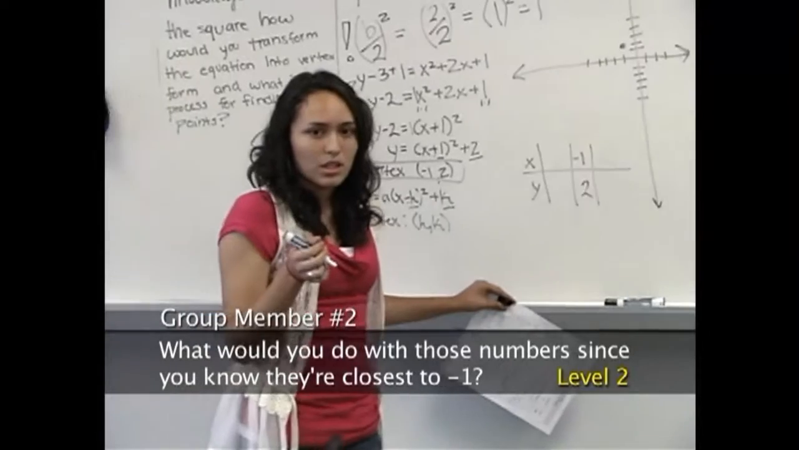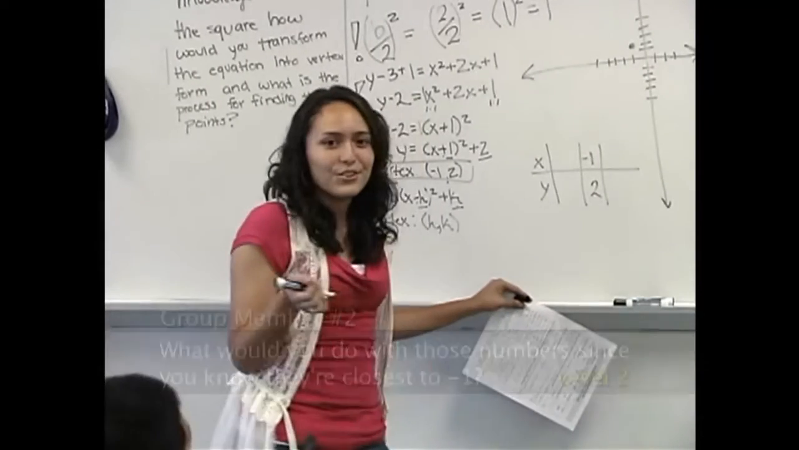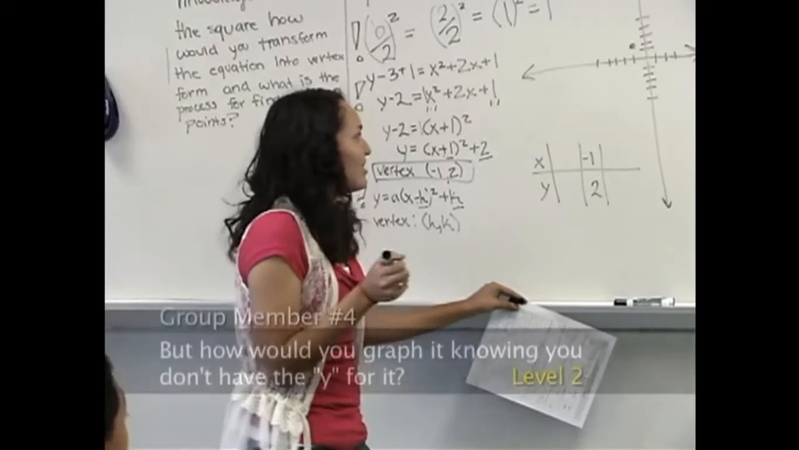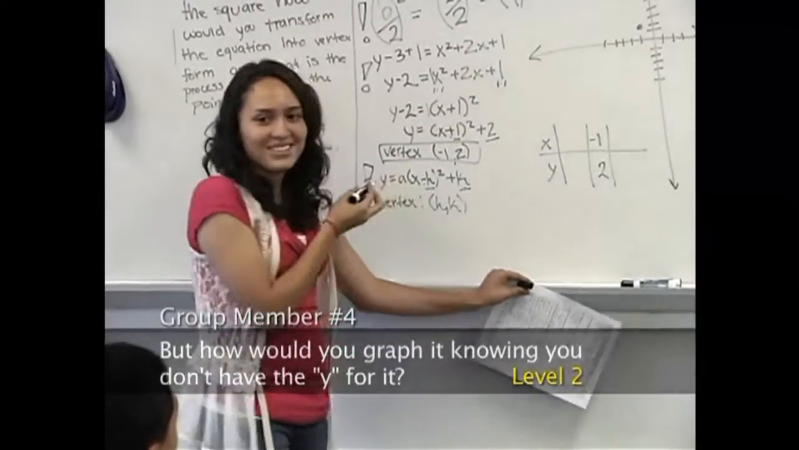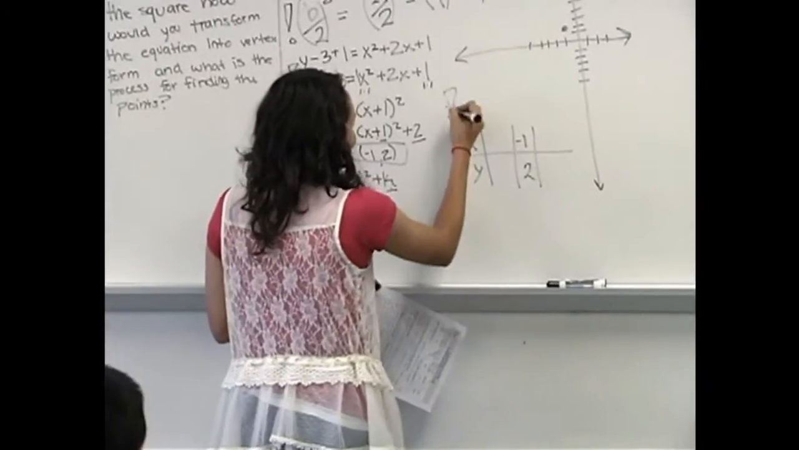What would you do with those numbers since you know they're closest to -1? You would graph it because it's closer and it makes it easier for you. How would you graph it knowing that you don't have a y for it? I have to... good question. I just have a very aha moment.